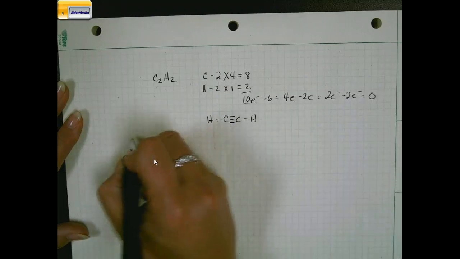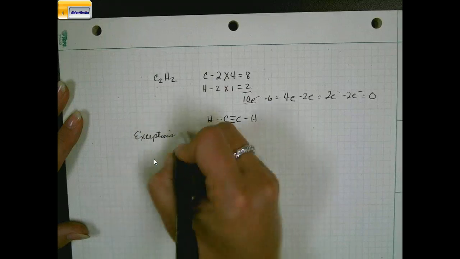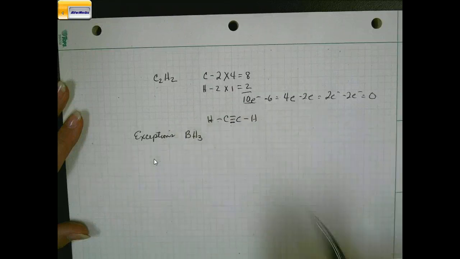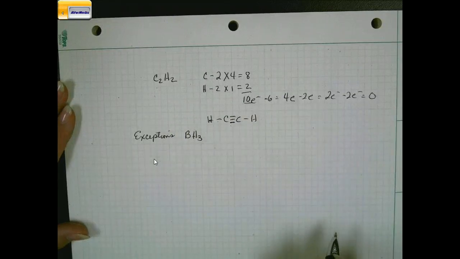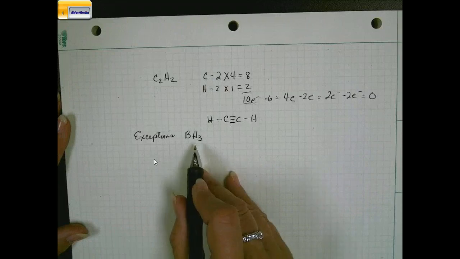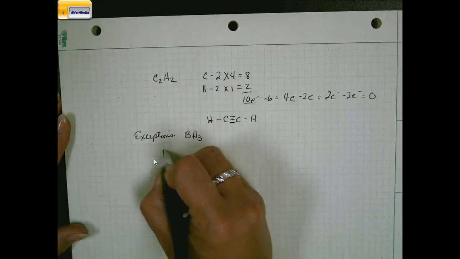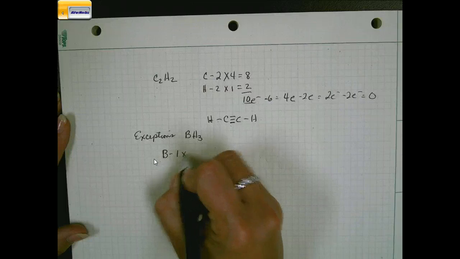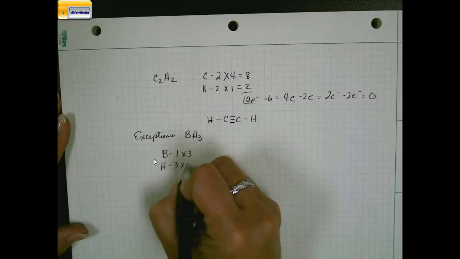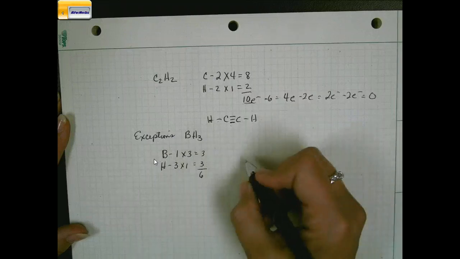Now let's do exceptions to the octet rule. And exceptions are something like boron, and this is, no, I'm sorry, this is hydrogen boride. And so we have 3 hydrogens, 1 boron. So boron, I have 1 of those. They have 3 valence electrons. Hydrogens, I have 3 of those with 1 electron. And I get a total of just 6 electrons.